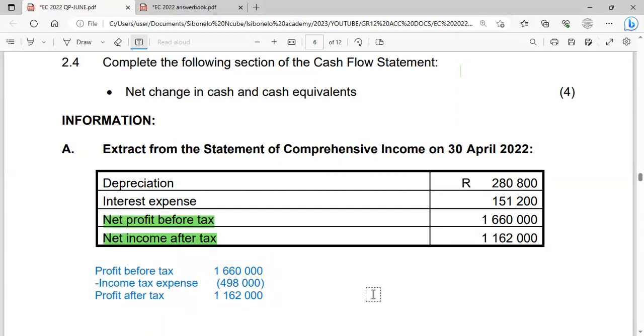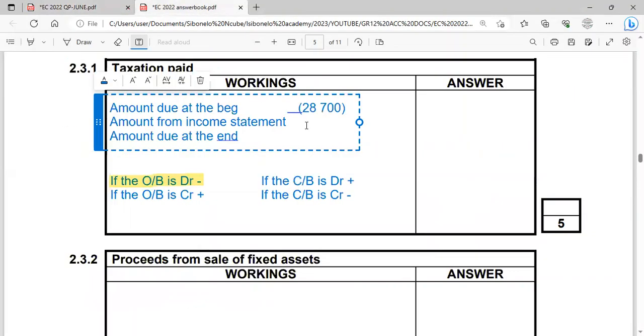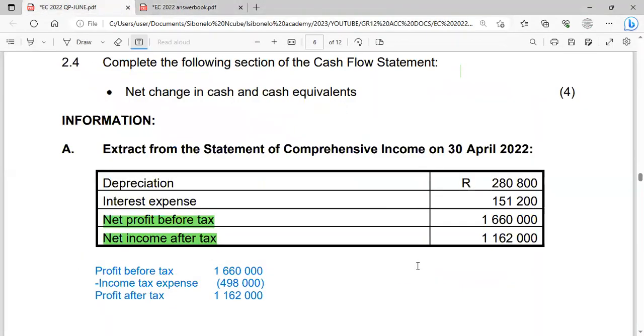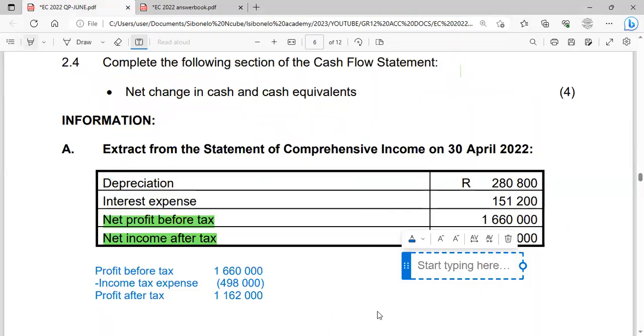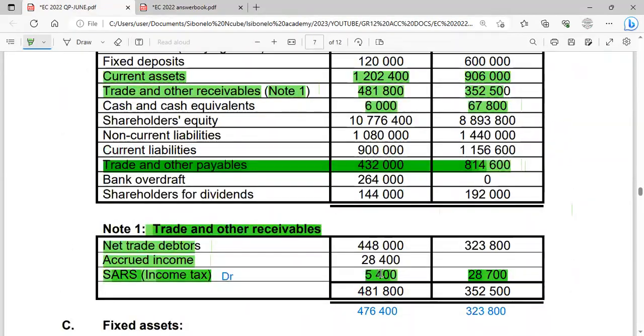498,000. So the income tax expense as per the income statement is 498,000. So this is the balance from the income statement. And then the SARS income tax closing balance. So the closing balance is this one. SARS income tax 5.4 is still a debit balance. So 5.4.